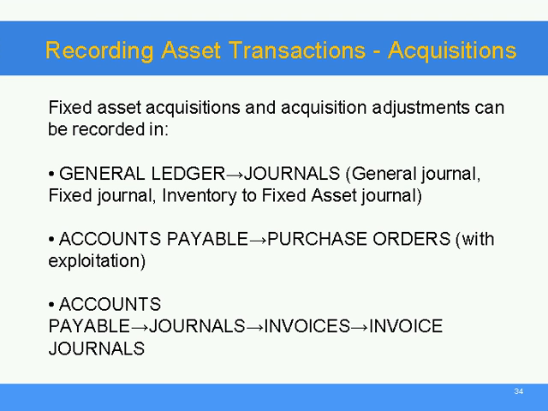So it's allowable to record asset acquisition in these system places: general ledger journals, general journal, fixed asset journal, inventory to fixed asset journal, accounts payable purchase orders, and accounts payable journals, invoice journals.